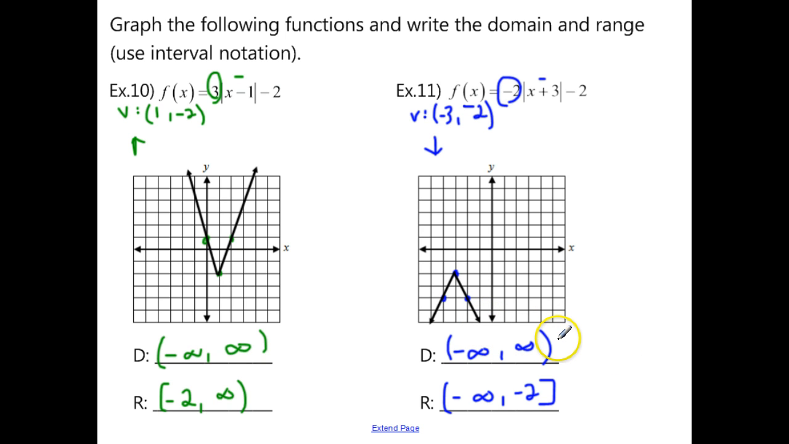Domain should be negative infinity to positive infinity. And your range, it's going to go forever in the negative direction, so it's negative infinity. And your highest y value is negative 2, so we have negative 2 closed off with the bracket.